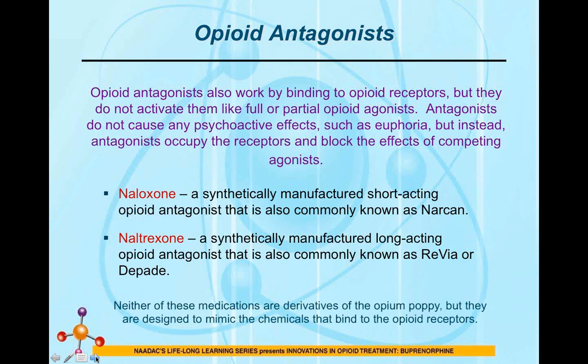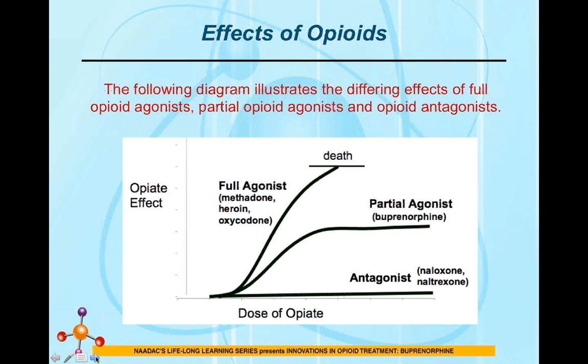Just as another important note here is that neither of the medications here, Naloxone or Naltrexone, are derivatives of the opium poppy, but they're designed to mimic the chemicals that bind to the opioid receptor. So they're not actually opioids. They're just opioid antagonists and do not come from the opium poppy. So here's a visual of what I just now described.